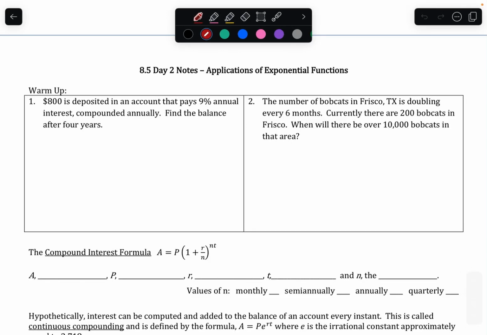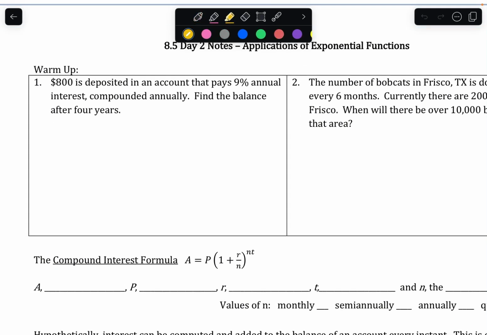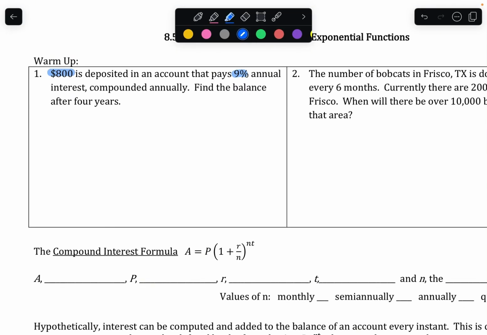All right, in this lesson, we are going to look at some harder applications of exponential functions. To start with a warm-up, these are some easier ones. It says $800 is deposited in an account that pays 9% annual interest compounded annually. Find the balance after 4 years. When it's compounded annually, that means it's just compounded once per year.